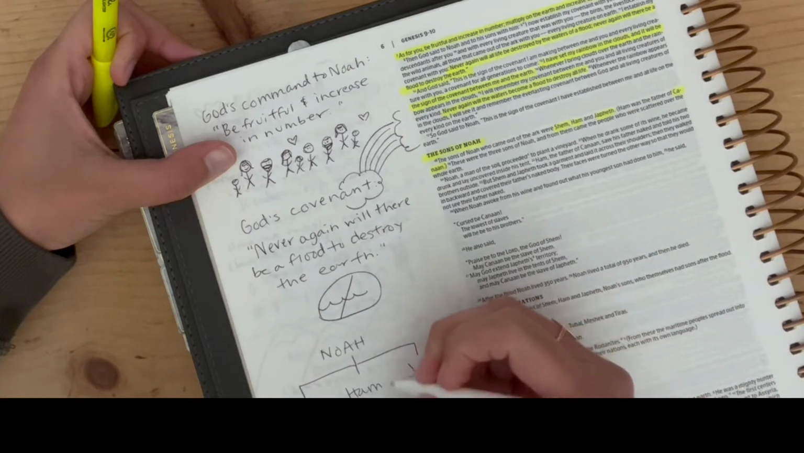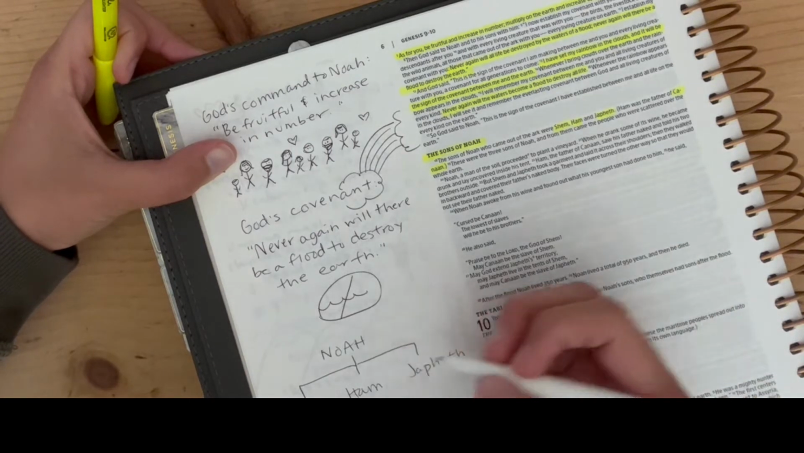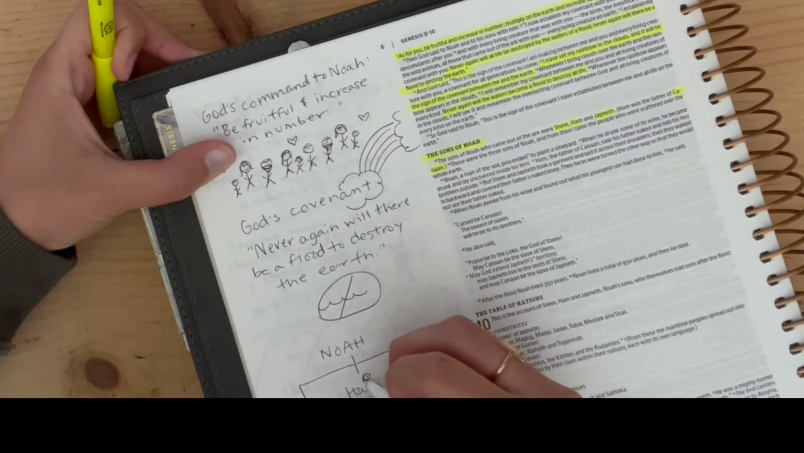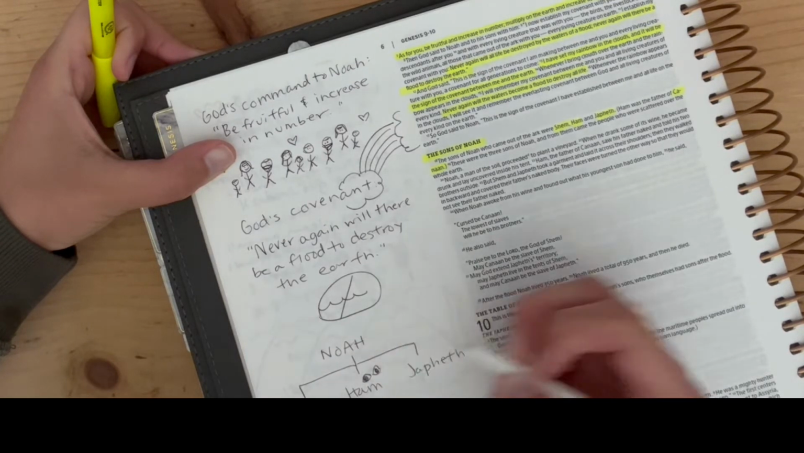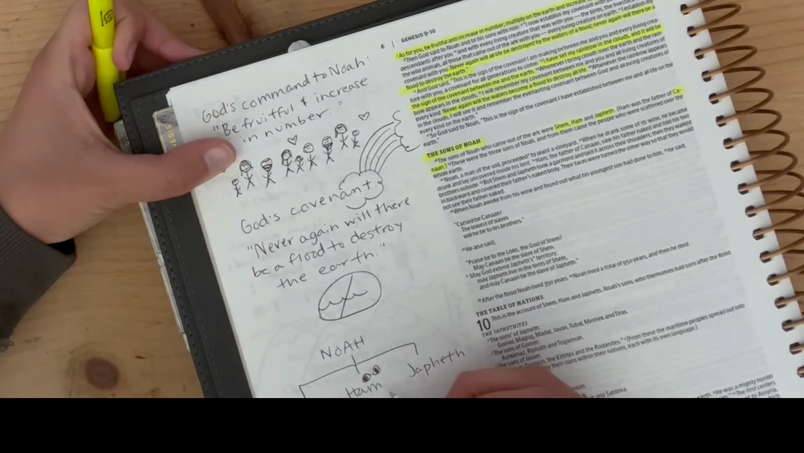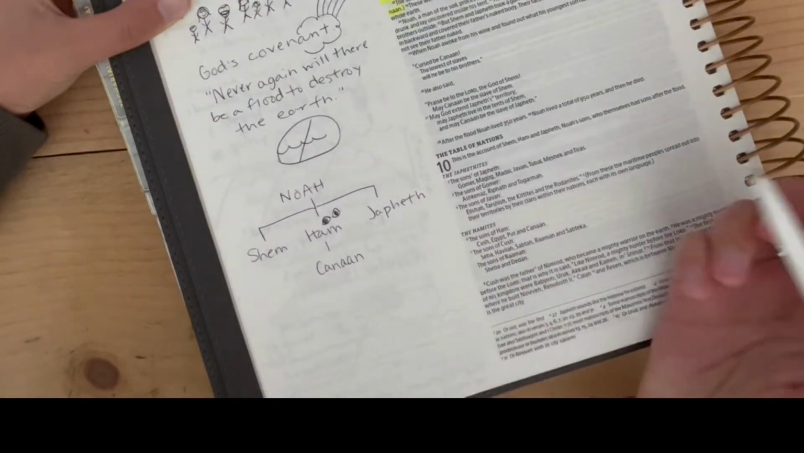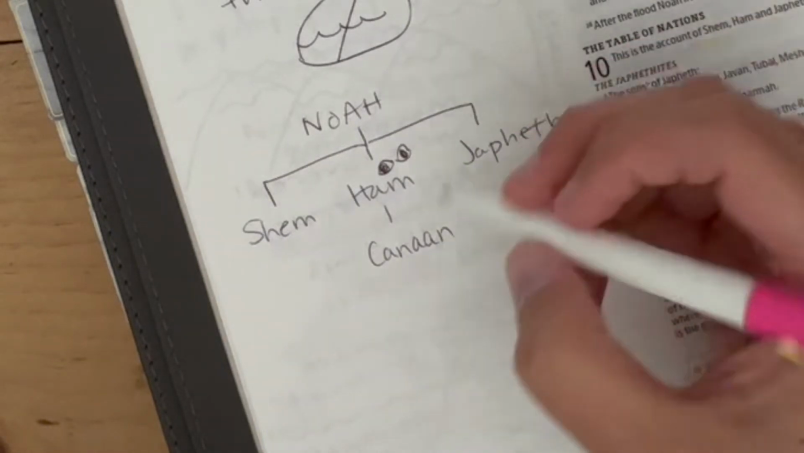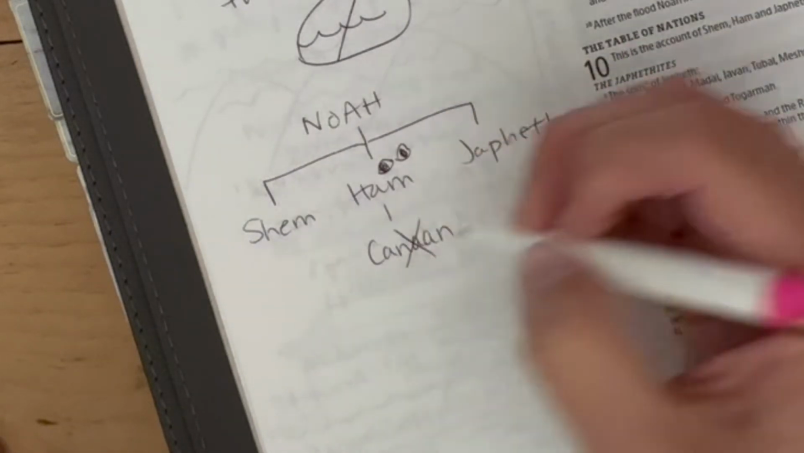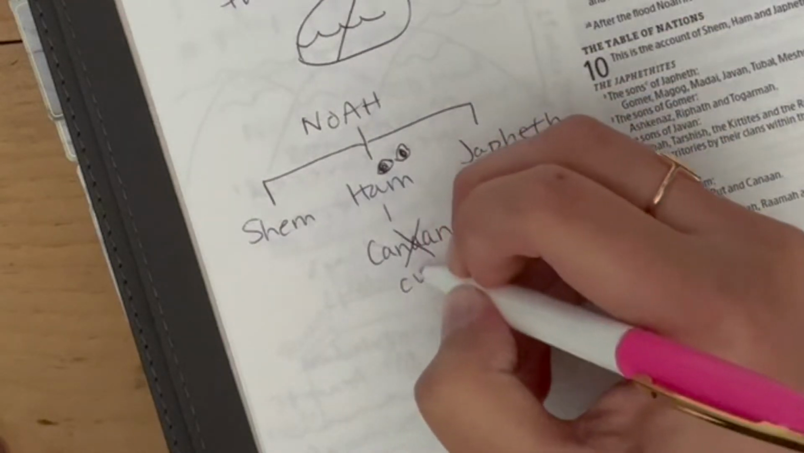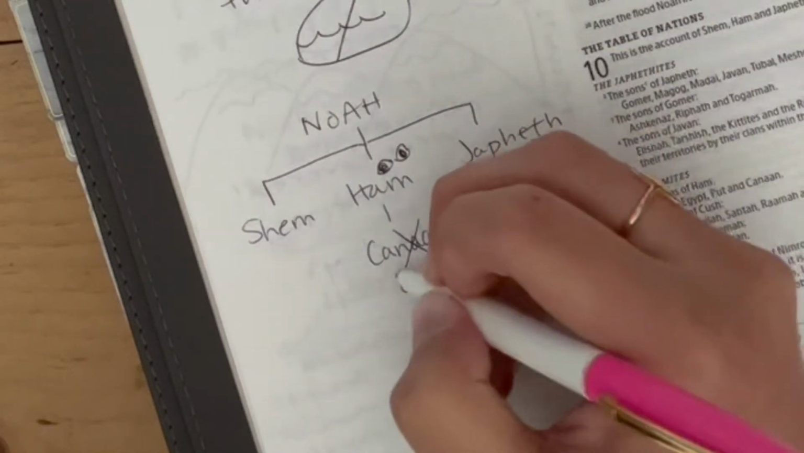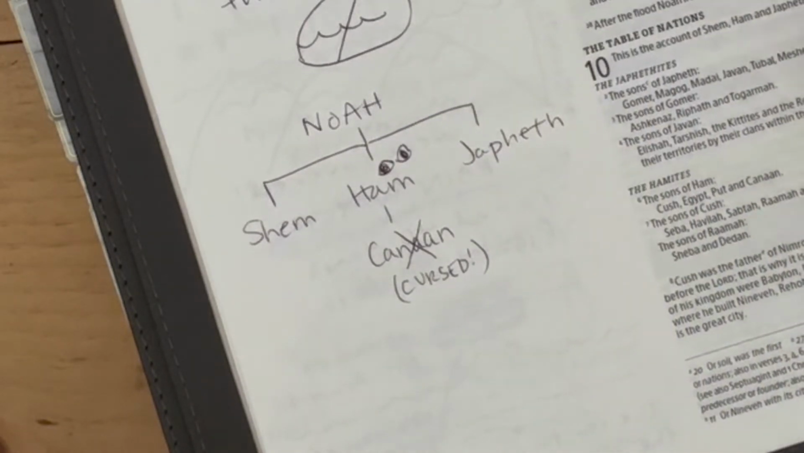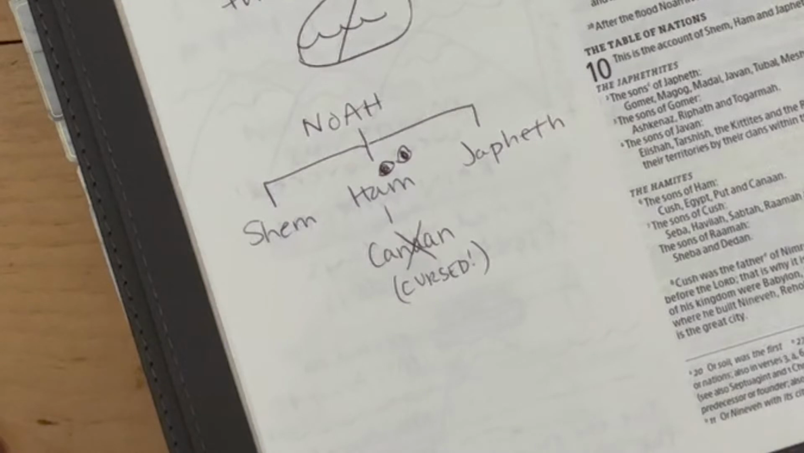So Ham failed. And so he saw, I'm going to draw some eyeballs, because he's the one who saw Noah naked. Oh, you can't see that. So Ham was the one that saw Noah naked, so that's why I'm drawing the eyeballs next to him. And so Canaan was then cursed because of Ham's sin, which really Noah committed a sin as well, for being drunk and naked in his tent.